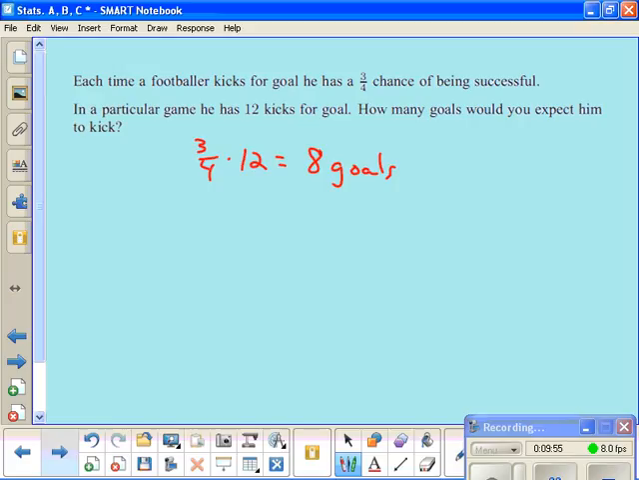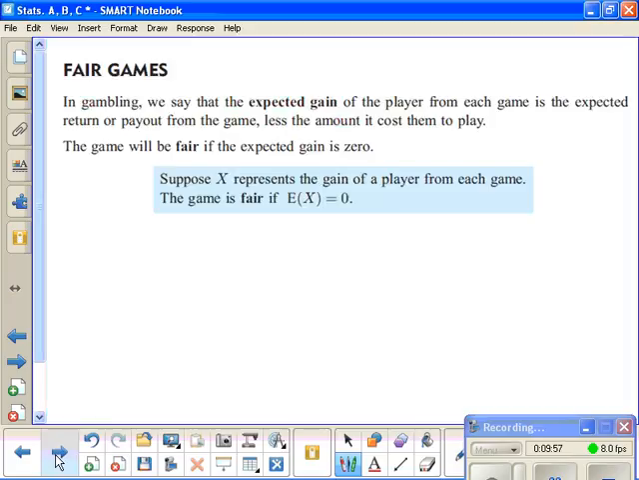With fair games, in gambling, we say that the expected gain of a player from each play is the expected return or payout from the game. The game will be fair if the expected gain is 0, meaning neither gain nor loss, the casino doesn't make money and the player doesn't make money. It's even, it's 0. So then it's considered a fair game.